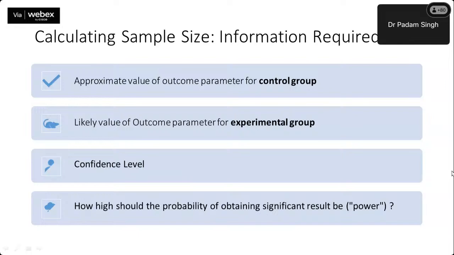Third is, what is the confidence level we want to attach to our findings? And last is power. How high should be the probability of rejecting the null, that is, getting the result as significant? Everything is to establish that what we are trying as the new drug is superior. So we have to see that the results are significant. So these are the basic assumptions with which the sample size is calculated. Next.